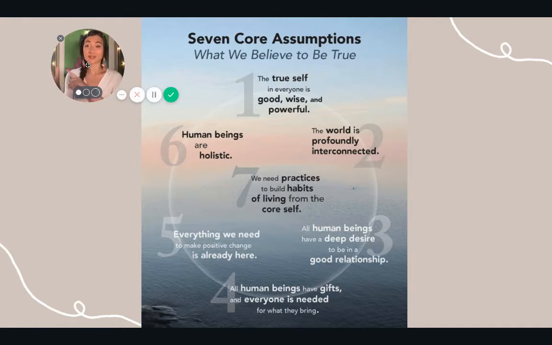2, the world is profoundly interconnected. 3, all human beings have a deep desire to be in a good relationship. 4, I love this one. All human beings have gifts and everyone is needed for what they bring. 5, everything we need for positive change is already here. 6, human beings are holistic. And 7, we need practices to build habits of living from the core self. And these circles are these practices.